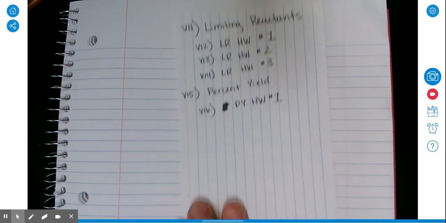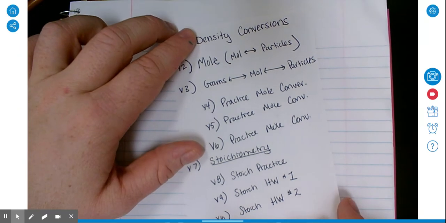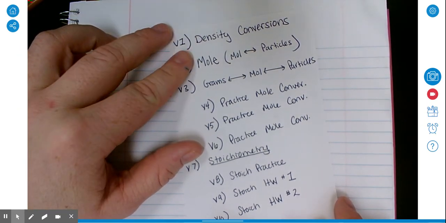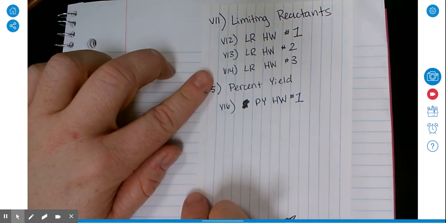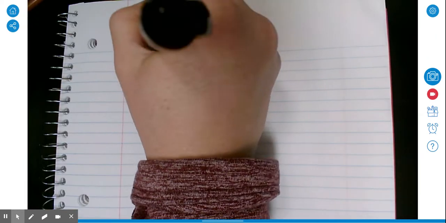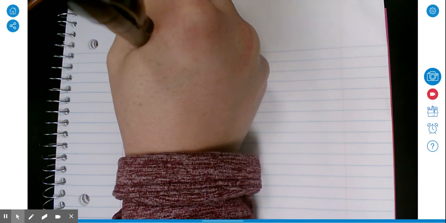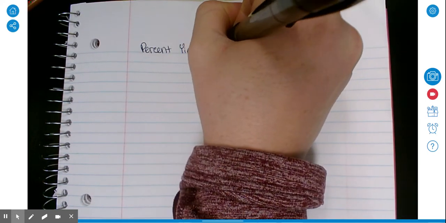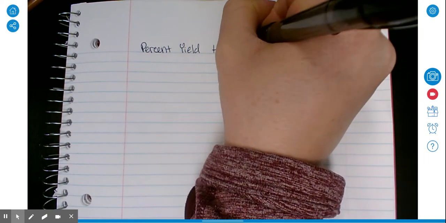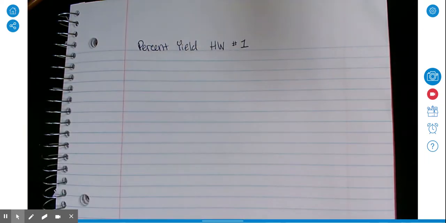Everything else is just combining everything we did with density when applicable with what we know about moles and grams and mole conversions with stoichiometry and limiting reactants. We're just adding those last 2 lines. But this is percent yield, and it is homework number 1.